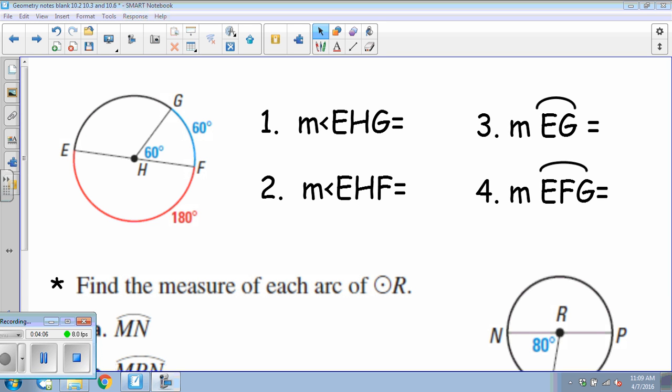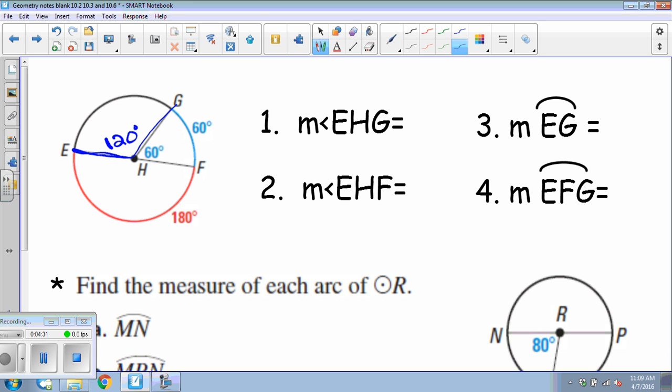So for number 1, they want us to find the measure of angle EHG. And so first, we need to go find that angle. So EHG, here's that angle. Well, we need to know what that angle is. Well, this angle is 60. Together, they form what? 180. So if this is 60, what's this? 120.